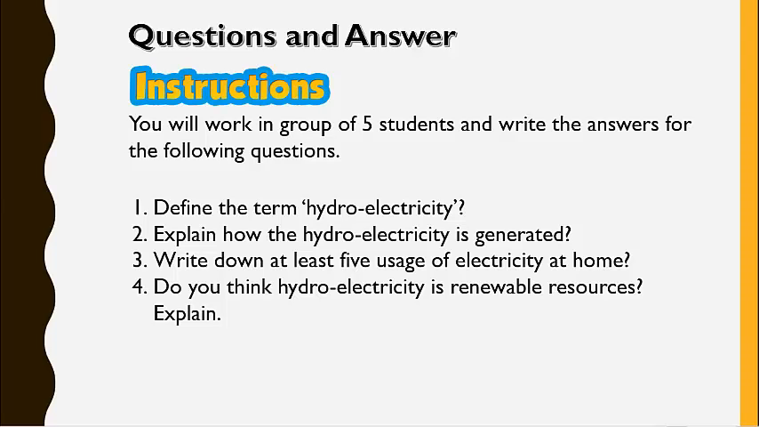Okay, write down at least 5 usages of electricity at home, where and how we use electricity. We have learned that during our previous lessons, we have learned about renewable resources and all. So do you think hydroelectricity is a renewable resource? Explain. You have to justify, you have to give a reason why it is renewable or non-renewable. Okay, so are we clear with the questions? Okay, now to do this work I will provide you around 10 minutes.